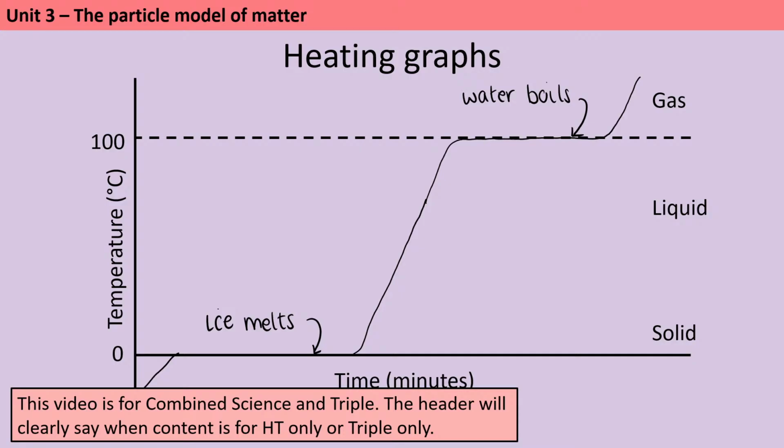Whenever a pure substance is going through a state change, the temperature doesn't change. You can almost think of it like the substance can't multitask. Either it can get hotter or it can change state, but it can't do both things at the same time.